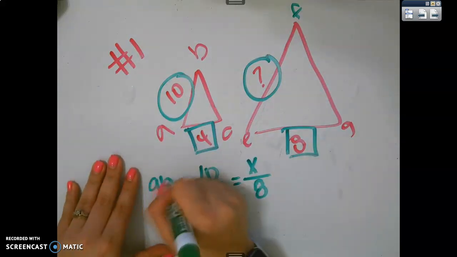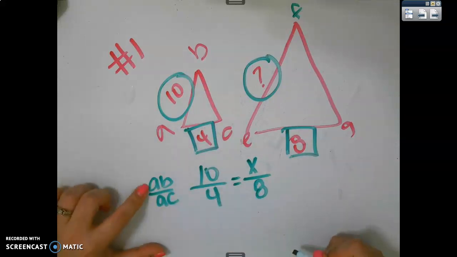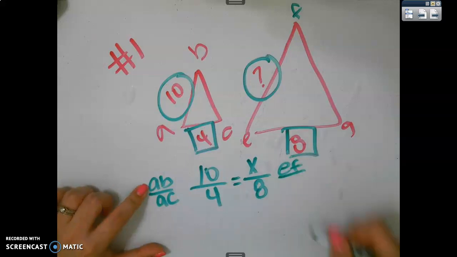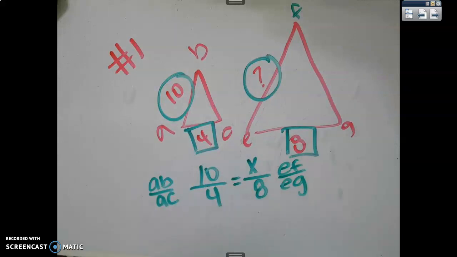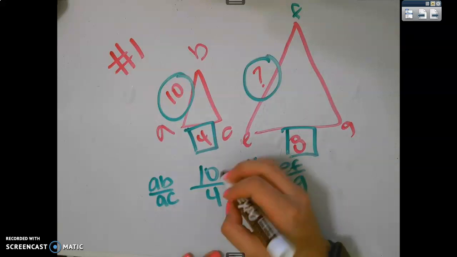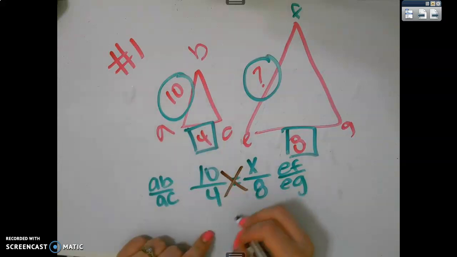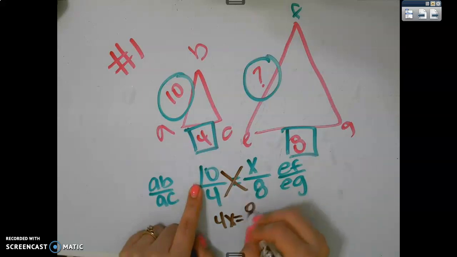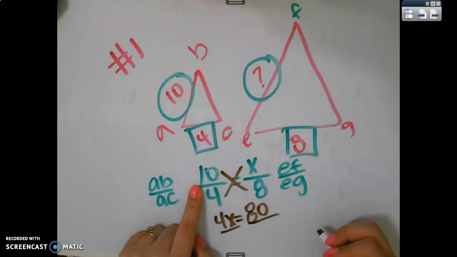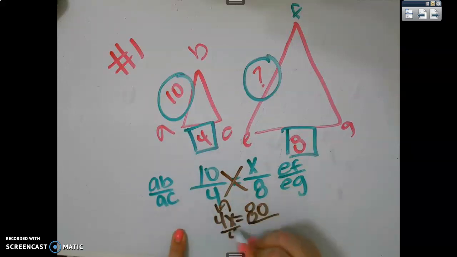Basically that's side AB over AC, right? The corresponding side of AB is going to be EF, and the corresponding side of AC is going to be EG. Then from here, if you look at your notes, I'm going to cross multiply. 4 times x is going to give me 4x. Then I'm going to multiply 8 times 10, which gives me 80. Then I want to divide by the number in front of the variable, the coefficient, which is 4 on both sides.